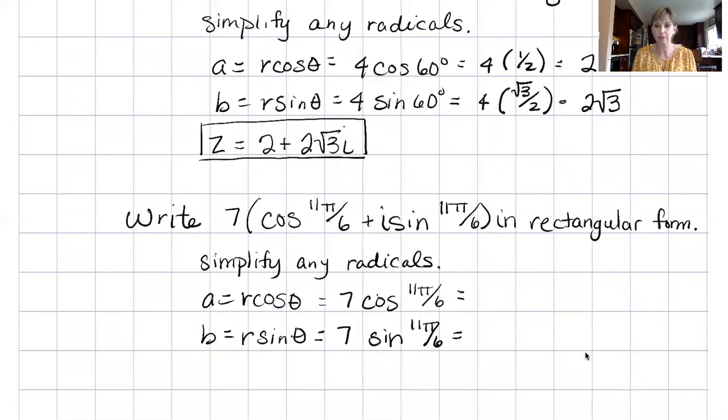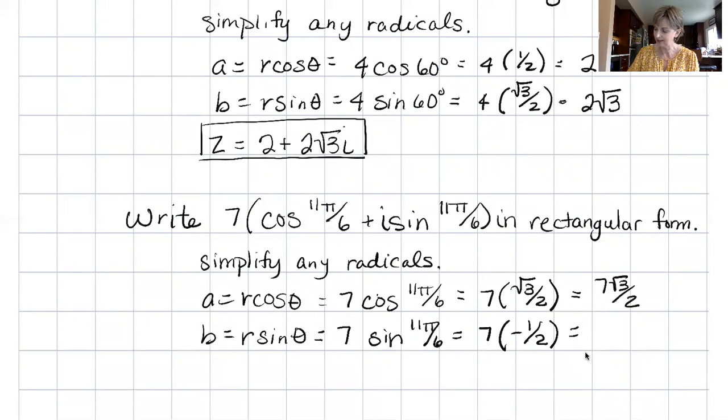Okay, so cosine 11 pi over 6 and sine 11 pi over 6, we're just going to pull off our unit circle, right? So it's going to be 7 times square root of 3 over 2. Just go to 11 pi over 6 on your unit circle, and for cosine, you pick the x value, and for sine, you pick the y value, which is -1/2. And then we're just going to simplify this. Doesn't do a whole lot, right? It's going to be 7 square root of 3 over 2, which is kind of ugly, and -7/2.